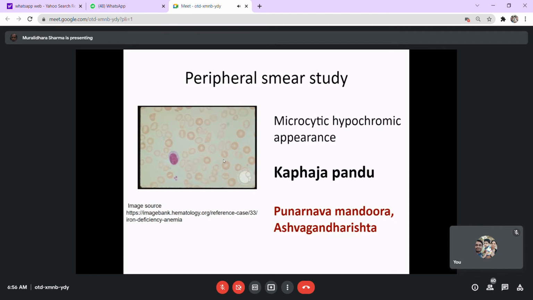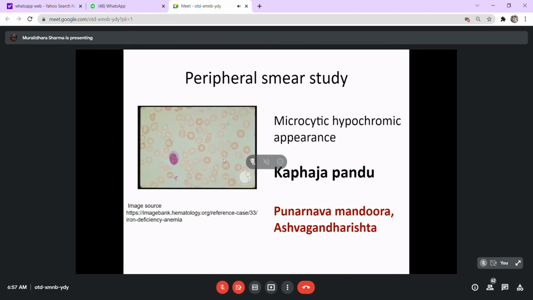So when you look at microcytic hypochromic anemia in clinical practice, the majority of the patients would have some abnormality related to iron absorption. The iron absorption itself is a complex mechanism, which I think we will not go into. But one of the important issues is iron.